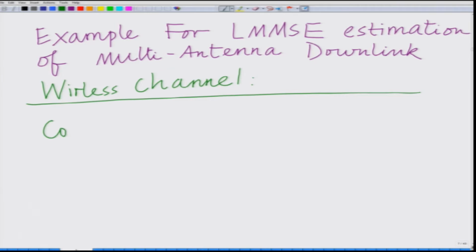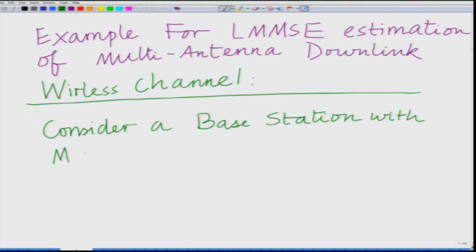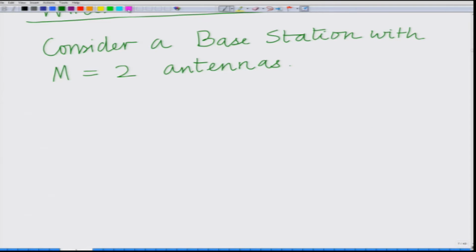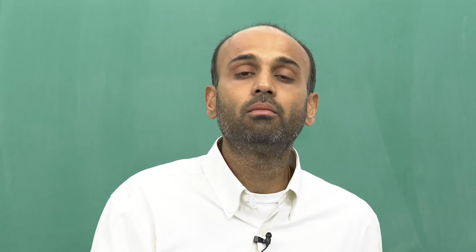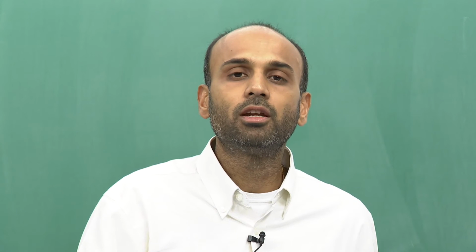Consider a base station with m equal to 2 antennas. That means the base station has 2 transmit antennas, and the user, as per the scenario we are considering, only has a single receive antenna. Later we will extend this to a scenario where the user also has multiple antennas, then it will become a MIMO channel, that is a multiple input, multiple output wireless channel. Right now we are considering only multiple transmit antennas, so it is a MISO channel, multiple input, single output channel.